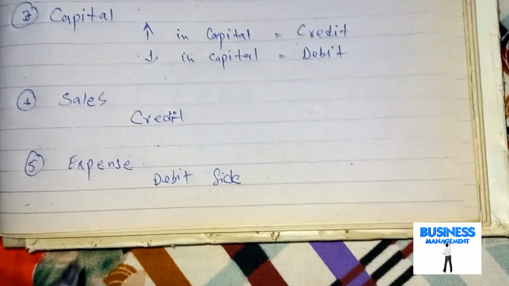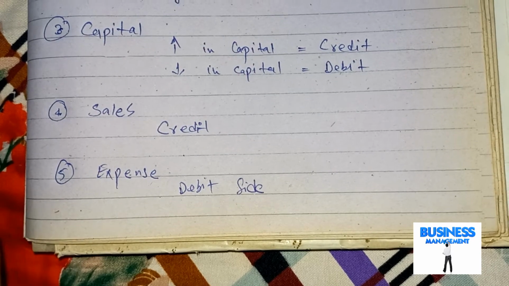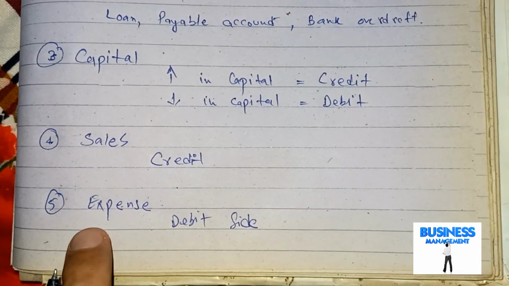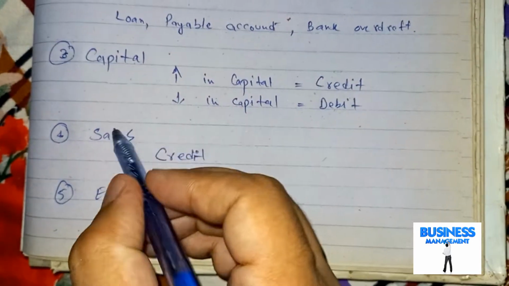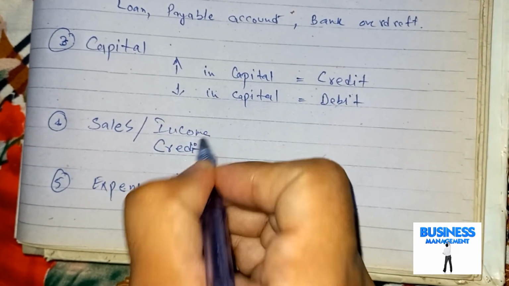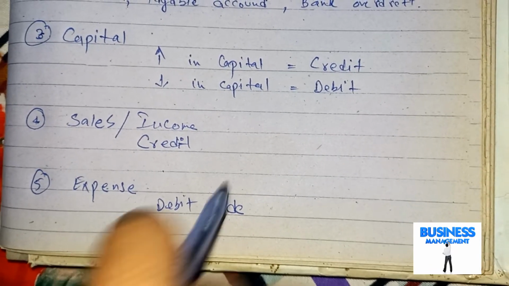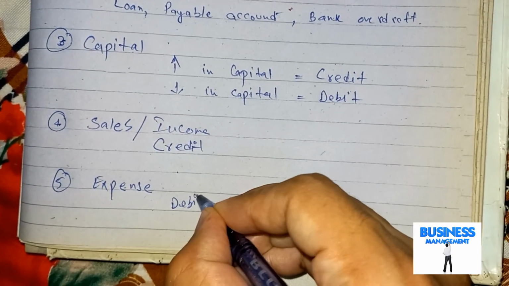Sales revenue is always booked on the credit side, and sales return will be booked on the debit side. Expense account will always be debit.